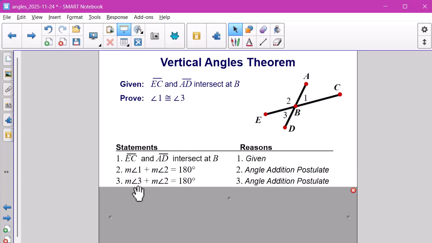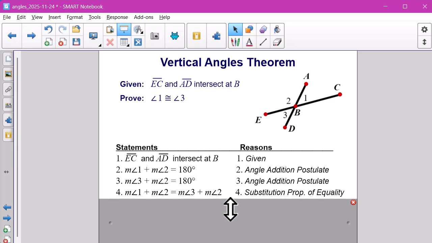And now notice we have 180 degrees on the right side of each of these equations. So we can actually take the left side of the equation in step 3 and substitute it in for 180 degrees in step 2. That will give us the equation the measure of angle 1 plus the measure of angle 2 is equal to the measure of angle 3 plus the measure of angle 2. And again, that was by substitution.